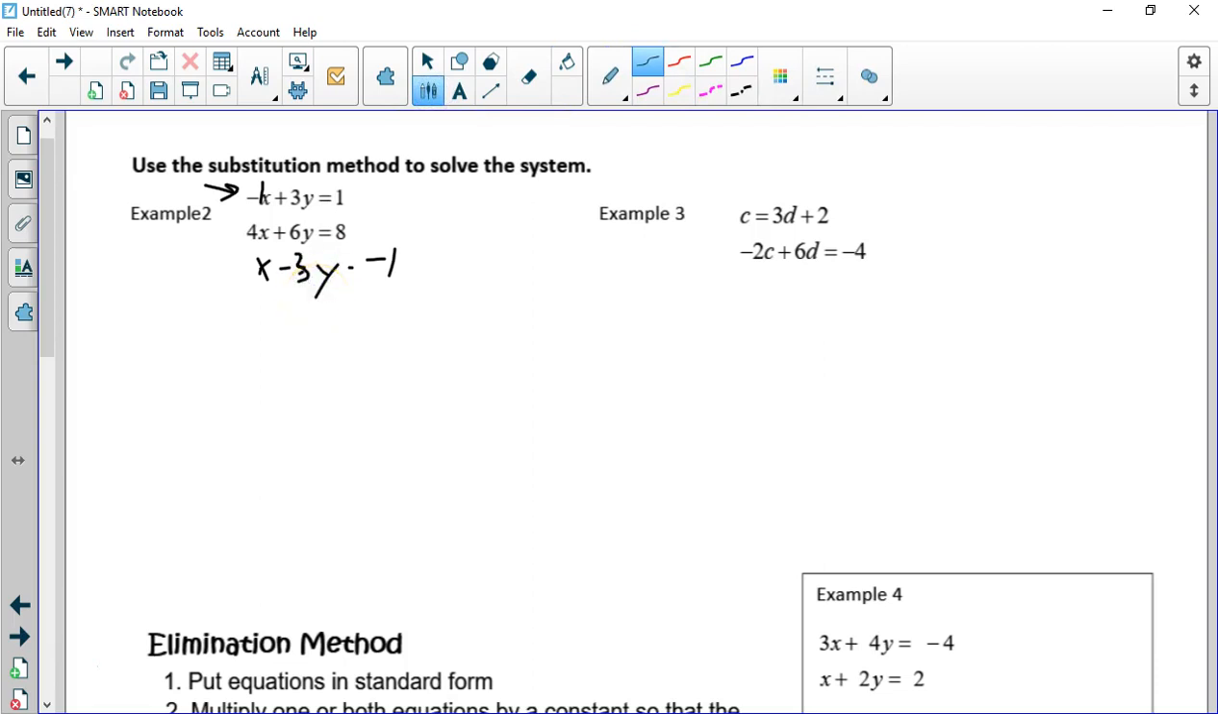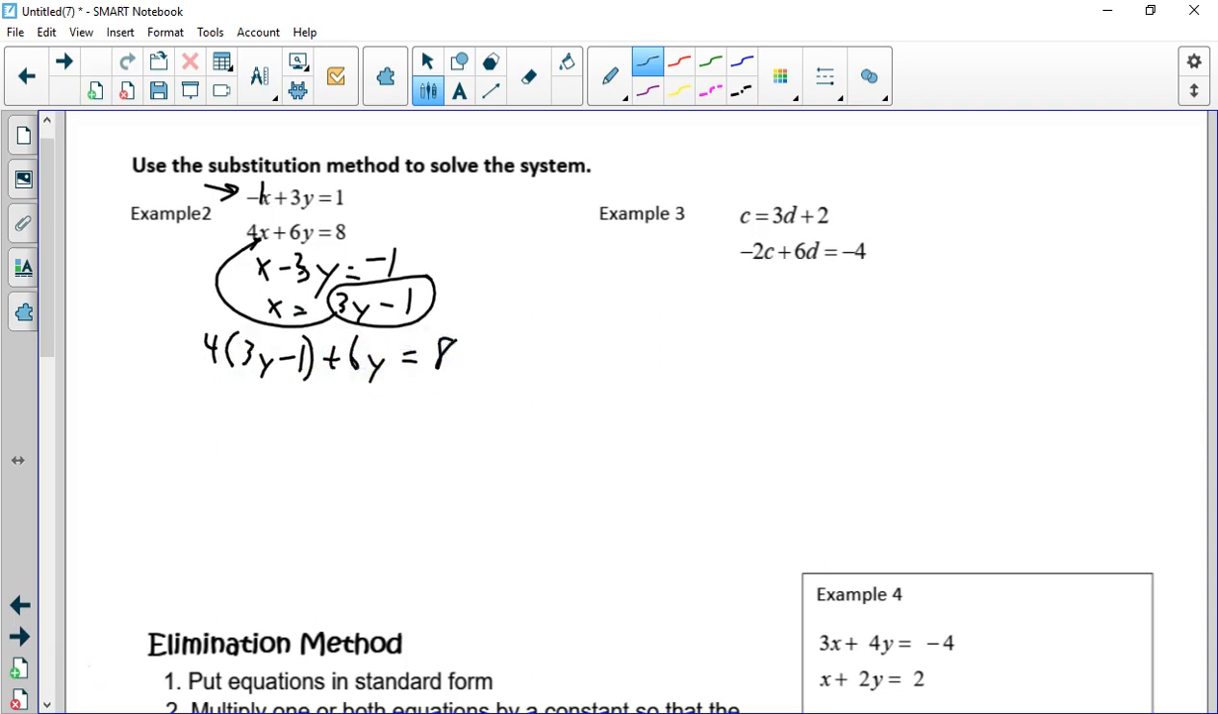Now we need to get x by itself. So we're going to move the 3y over by addition. So that gives me x equals positive 3y minus 1. I personally just like to put the variable in front, but it's up to you. So this is going to go right here. So I write 4, don't forget parentheses, 3y minus 1 plus 6y equals 8.